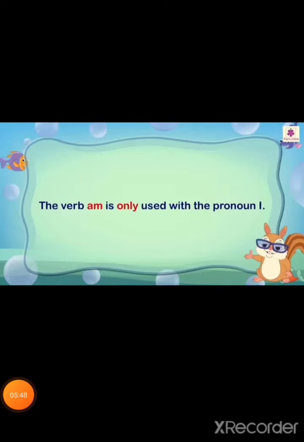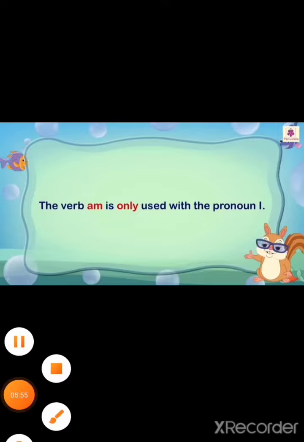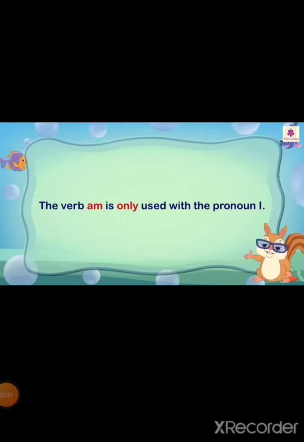You already know the verb am. It is only used with the pronoun I. Like, I am going to school. Okay. I am a nice boy. I am a nice girl.